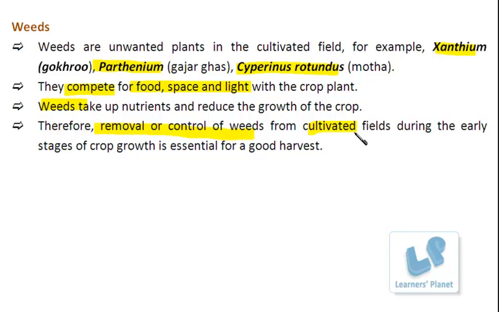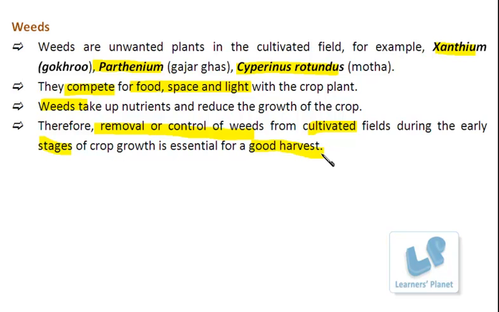And this should of course be done at the earlier stage itself. That means when the crop plants are in the early stages of their growth phase, at that time itself the weeds should be removed so that the growth of these crops is not affected. And definitely during the harvesting time also, the quality is going to be maintained.